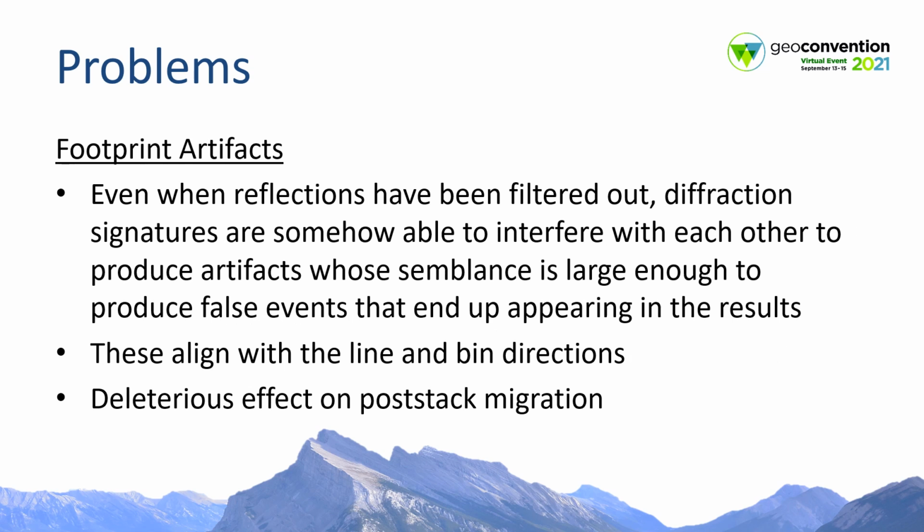Another problem is that we sometimes see footprint artifacts, which manifest as phantom semblance maxima that tend to align with the line and bin directions in tilt-azimuth space. These things are a real nuisance. They have large semblance values, so the selection algorithm tends to grab onto them, but they're not real, and they can screw things up downstream. I haven't been able to figure out where they're coming from or how to get rid of them.